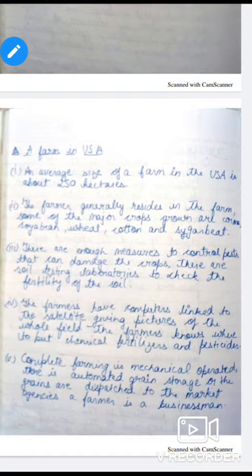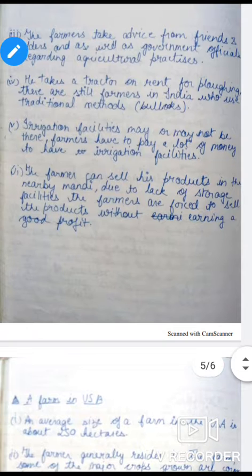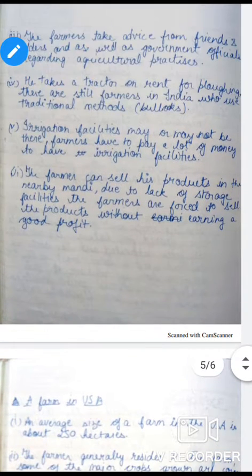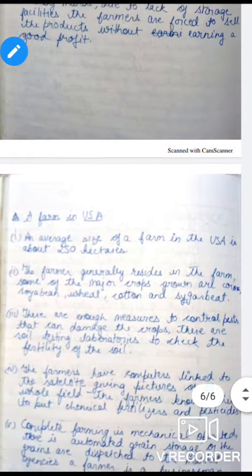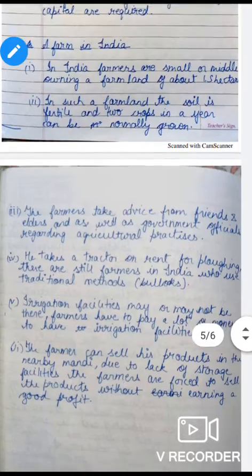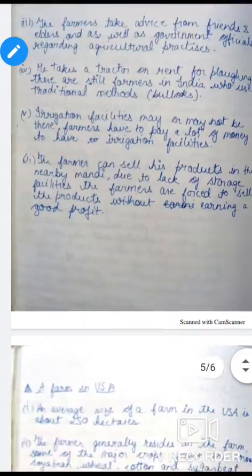He knows where to put chemical fertilizers. Okay, and also about the storage factor, as I told you before. The third is that irrigation facilities are not there in India, and in USA there are enough measures to control pests and maintain the fertility of the soil, etc. So there can be many differences, guys. You can just go through my handwritten notes.